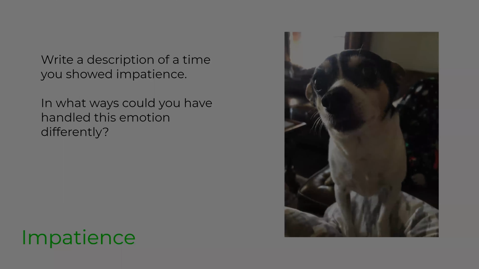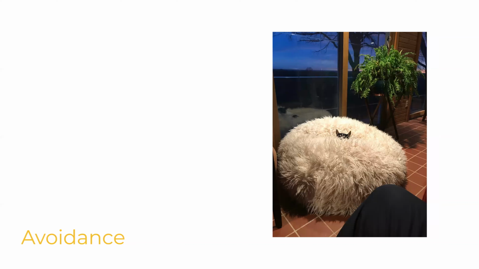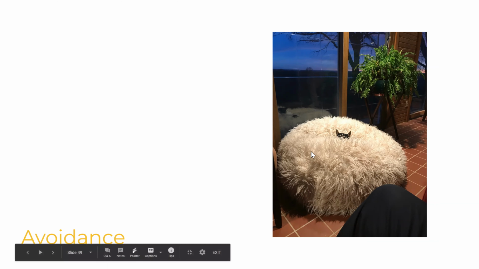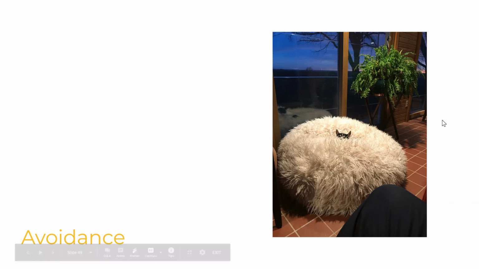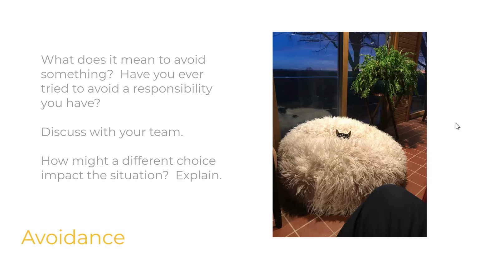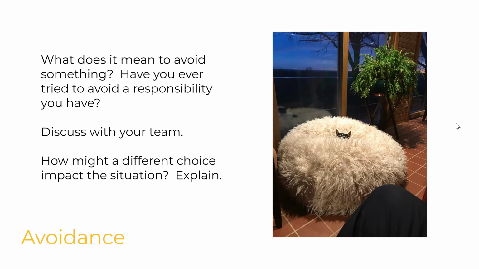Moving on. The next one for character: how about avoidance? Let's talk about what it means to avoid certain things. He is avoiding interacting with other people in this example. So here's the activity you can have your students do. What does it mean to avoid something? Have you ever tried to avoid a responsibility that you have? Discuss this with your team. Maybe you're doing a breakout in your virtual classroom. Have them discuss this together. How might a different choice impact the situation?